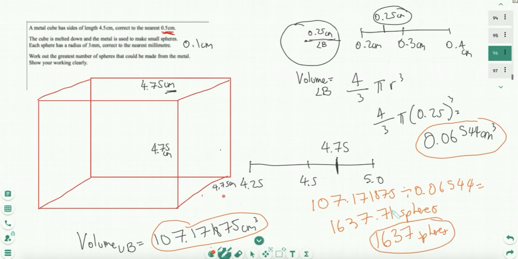So what we did was I realized that in order to make the spheres, I have to find the volume of the cube. And since I want to make as many spheres as possible, I want a really big cube. So I found the upper bound of all the lengths and then found the volume. And since I wanted to make as many spheres as possible, I wanted the spheres to be really small. So I found the lower bound for the radius of the sphere to find the lowest possible volume. So if I know the volume of a sphere is 0.06 centimeters cubed, and the volume of the cube is 107, we can do 107 divided by 0.06 to see how many spheres can fit inside the cube.